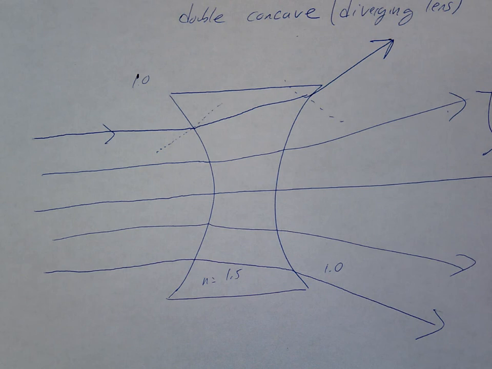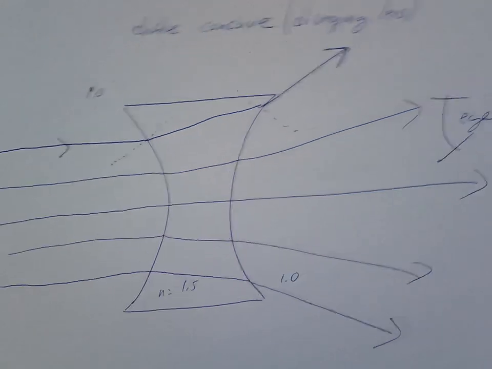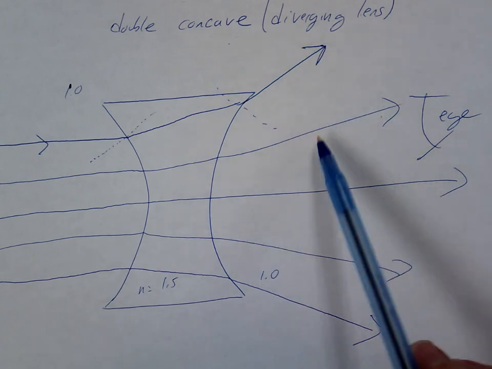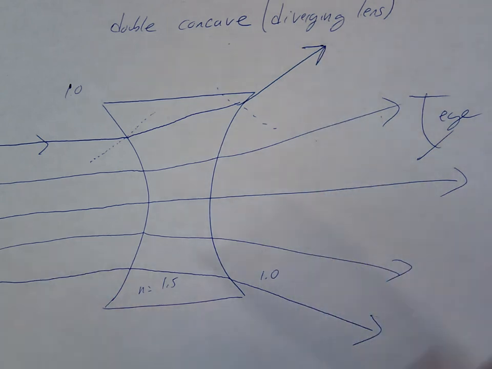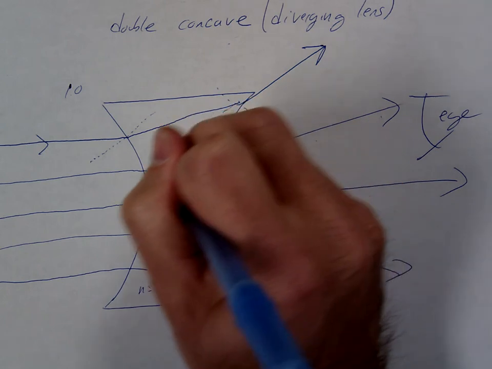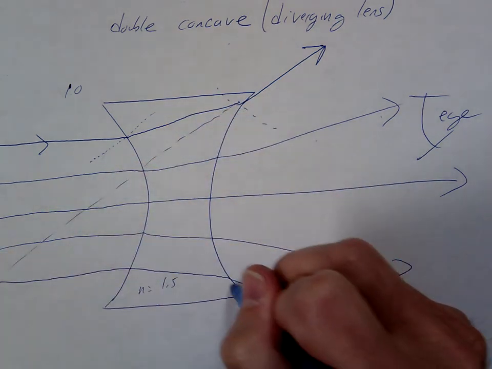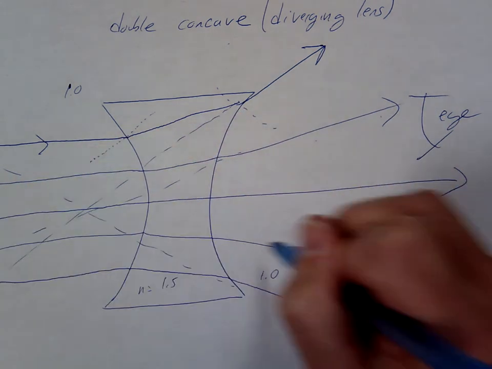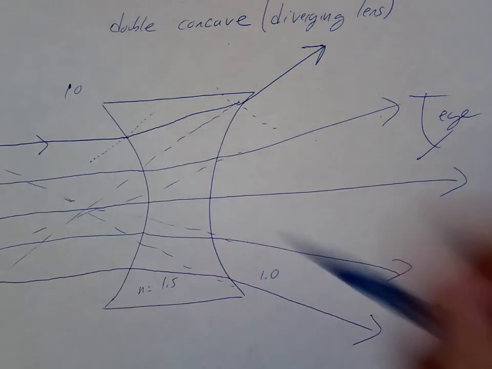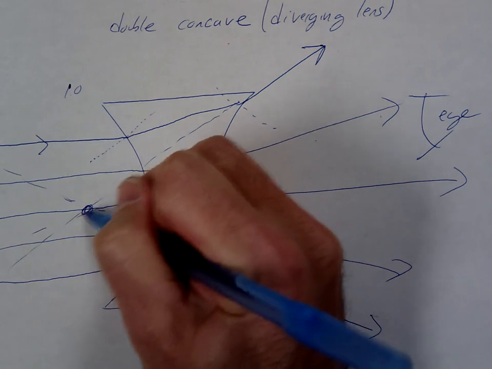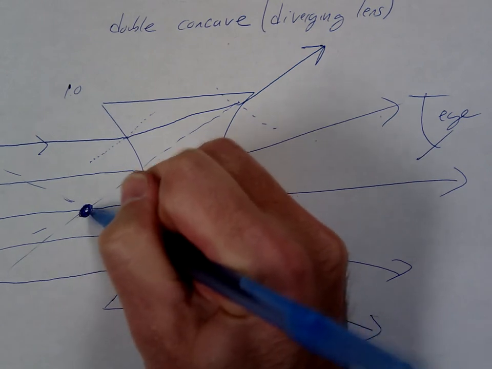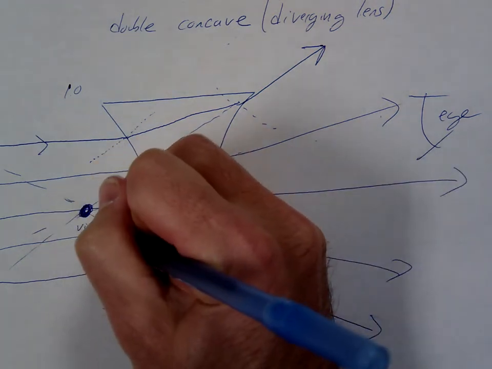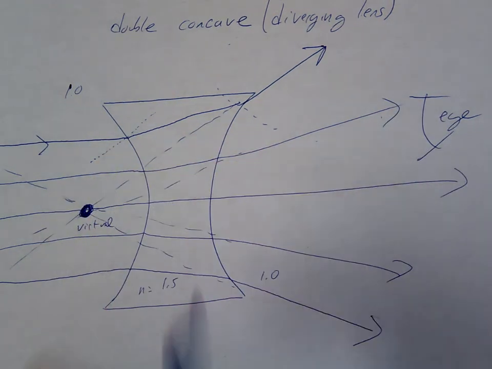However, if you look at this, here's our eye looking at this, it will appear like this light's coming from somewhere back here. So if I draw all these back this way, notice what happens. So this does have a focal length. It's going to be right here. So often we'll call this a virtual focal length because, again, it's not actually focusing the light.